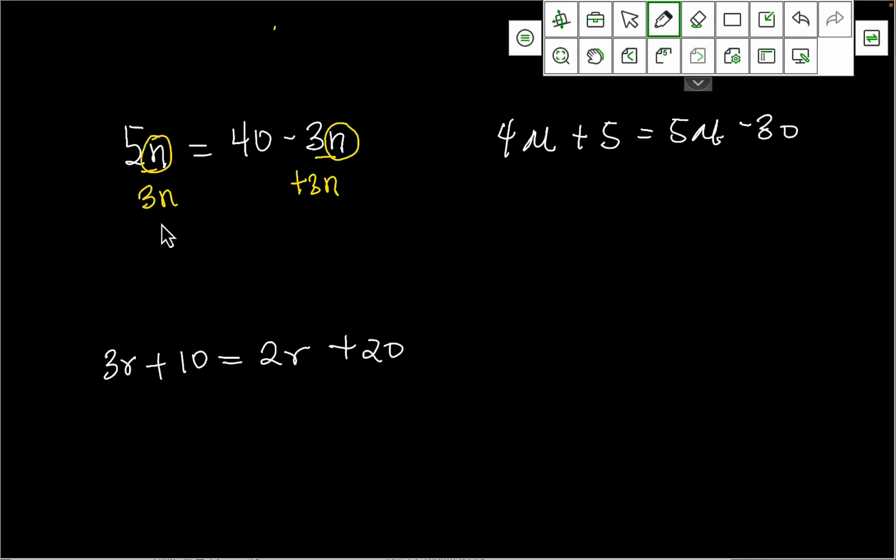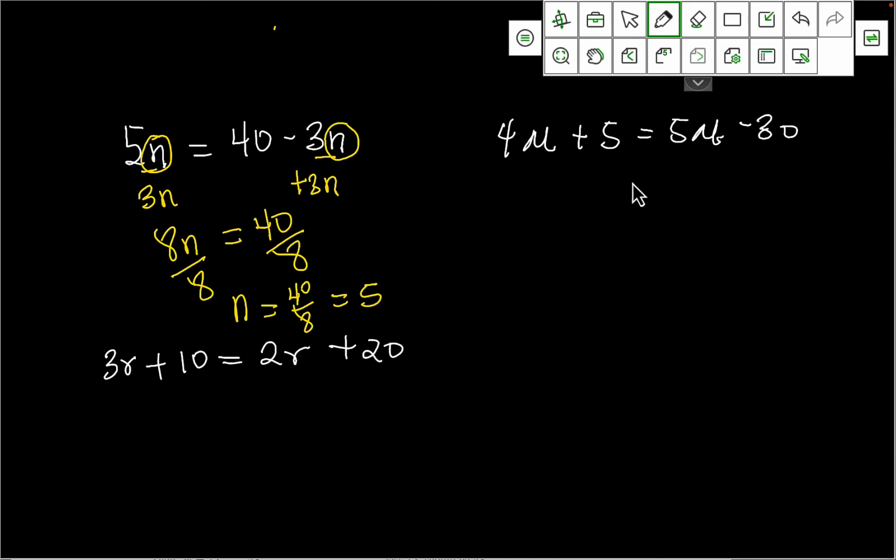Let's add it. 5n plus 3n will give you 8n, and that is equal to 40. Right, now what I have here, I've been able to simplify my equation from 5n equals 40 minus 3n to 8n equal to 40. Now, what rule do I have to apply here? Division rule of equality. I want to find the value of n, so I can divide by 8. And because I have divided by 8, according to the rule, I have to also divide this by 8. So now what do I have? n equals 40 over 8, and that equals 5. Very simple.